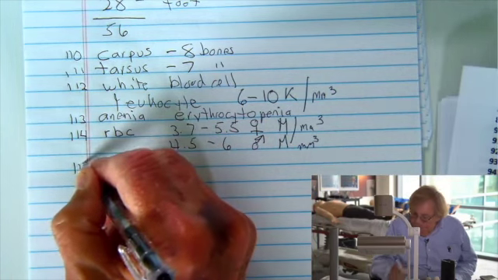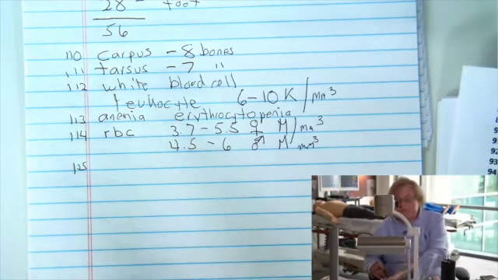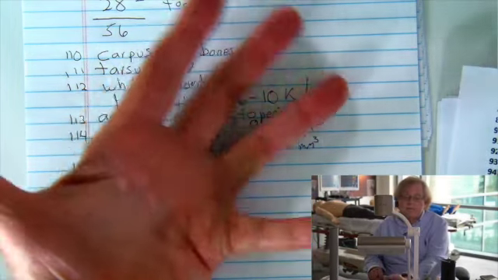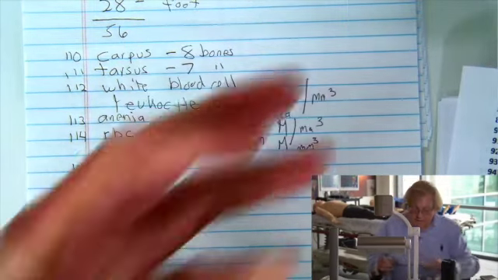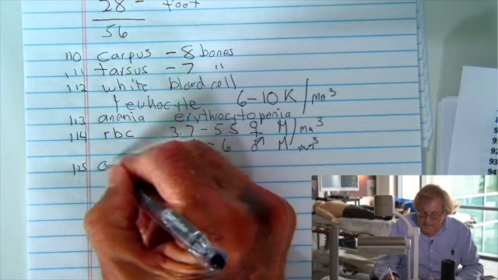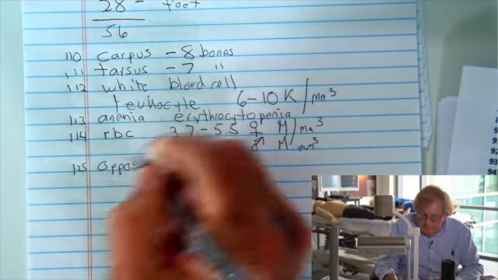115. 115 says little finger touches your thumb. If I take my hand and I take my little finger and touch the two together, that's opposition. So the reason I'm able to do that, have an opposable thumb, is the thing of opposition.